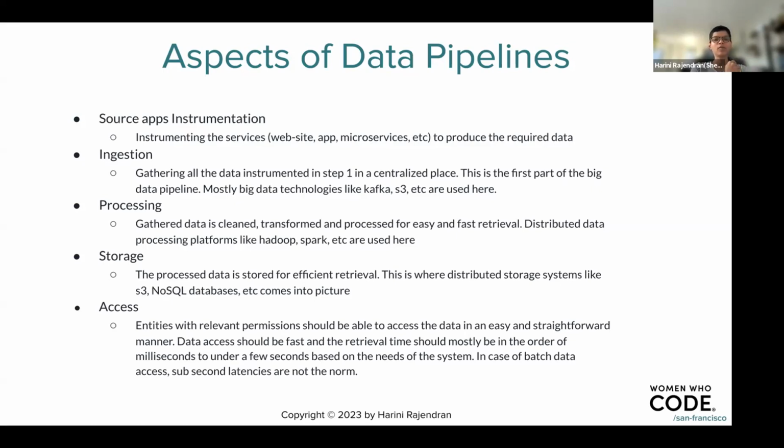And then, whatever data is instrumented, you gather all the data in a centralized place. That part is usually called ingestion. In most big data pipelines, storage like S3 or Kafka is usually the entry point. That's where all the data ingestion happens, and all the data from these various data sources gets ingested first. And then the rest of the pipeline would consume from that Kafka topic or S3 bucket and process it at its own pace.